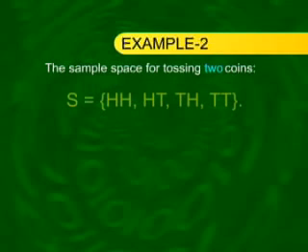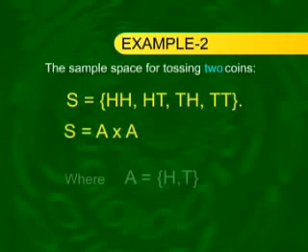Now, if we consider the case of tossing two coins simultaneously, then of course the sample space will be a bit more complex. As you now see on the screen, in this case the sample space will contain 4 sample points, and these are head-head, head-tail, tail-head, and tail-tail. Clearly, S is the Cartesian product A cross A, where A is the set head-tail.